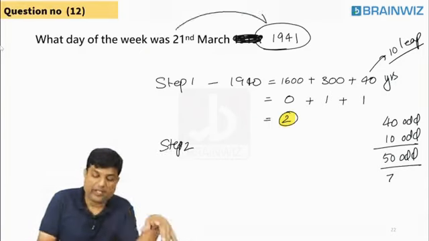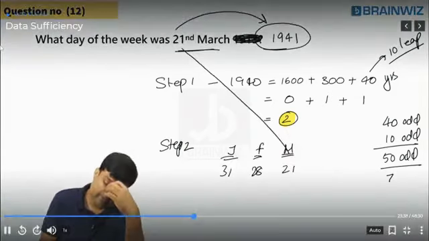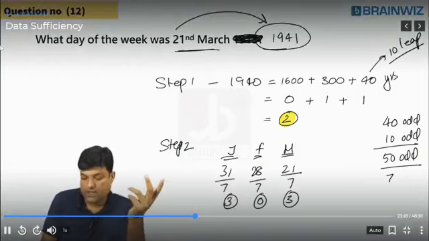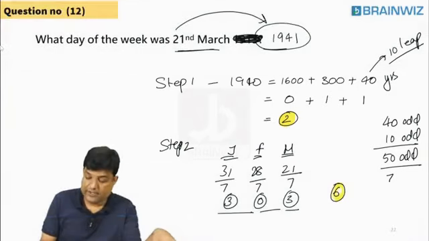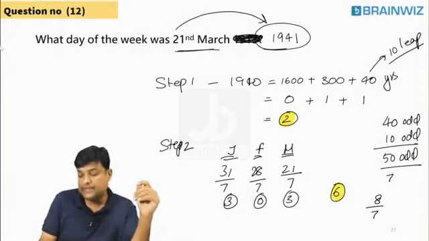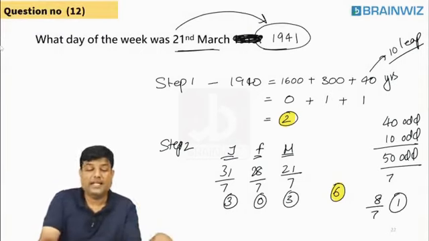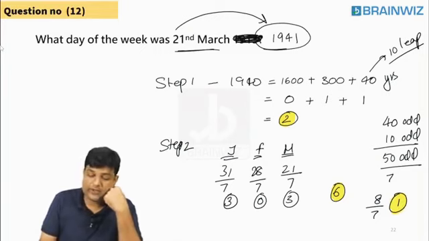So tell me what is your current year? 1941. What is that, students? 1941. So 3 plus 3 plus 3, what is that? 6. So the answer is, students, here you have got 6, here you have 2. 6 plus 2, what is 6 plus 2? 8. 8 divided by 7, 1. So finally 1 is the answer. I hope you all know that 0 stands for Sunday. 1 stands for what, students? 1 stands for Monday.